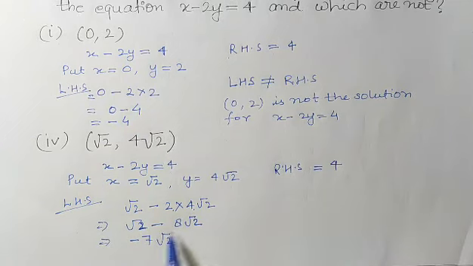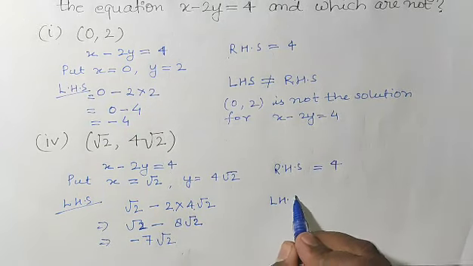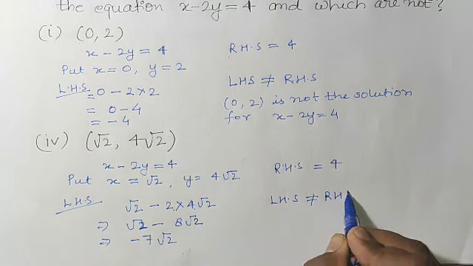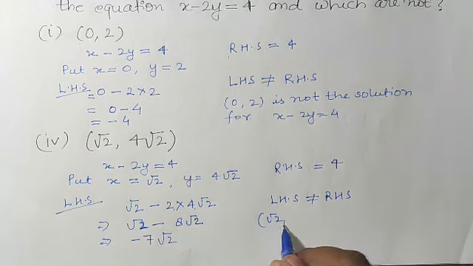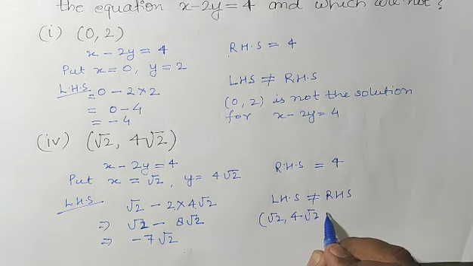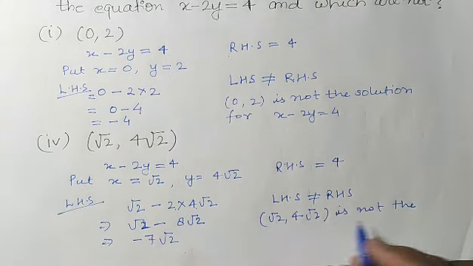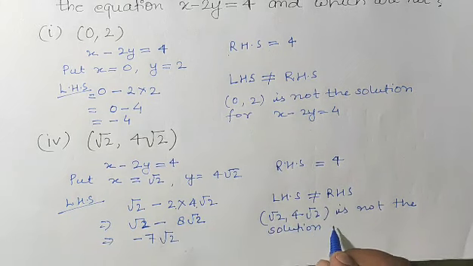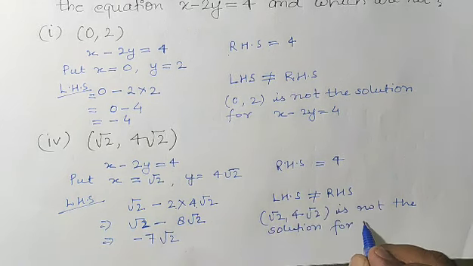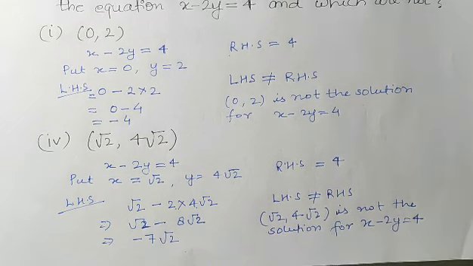Okay, so here also you can see that left hand side is not equal to right hand side. So again you can say that under root 2 comma 4 under root 2 is not the solution for x minus 2y is equal to 4. Only in that case, students, when left hand side becomes equal to right hand side, only in that case you can say that this is the solution of x minus 2y is equal to 4.